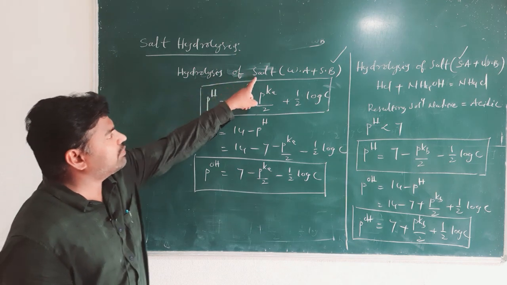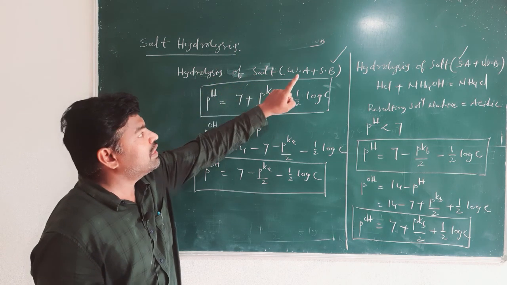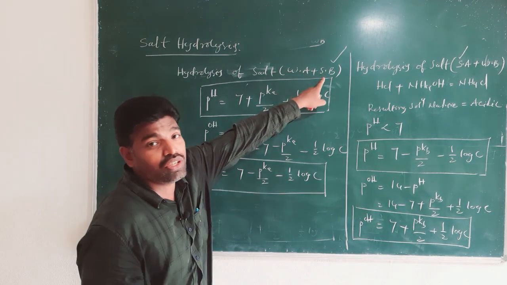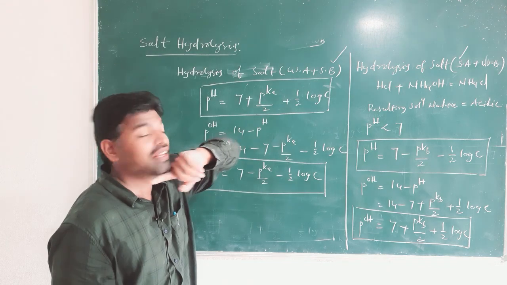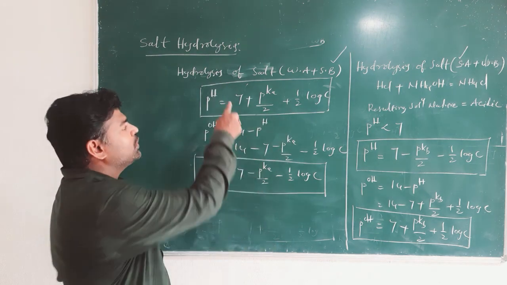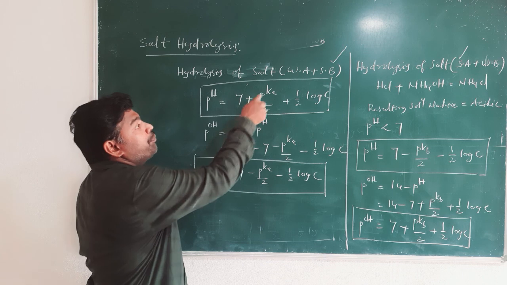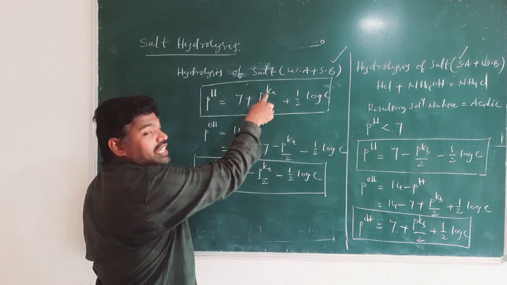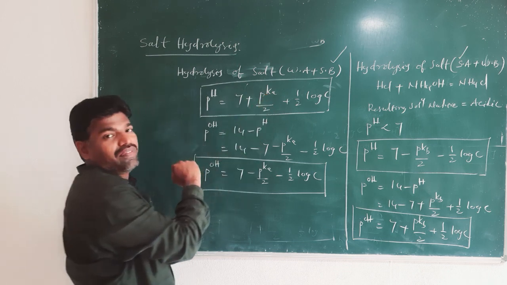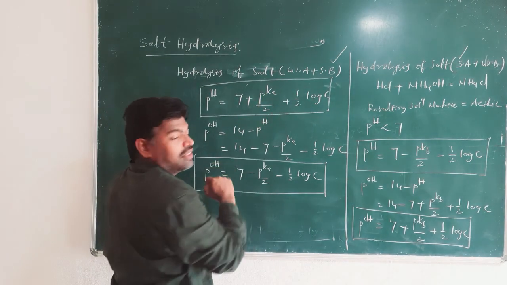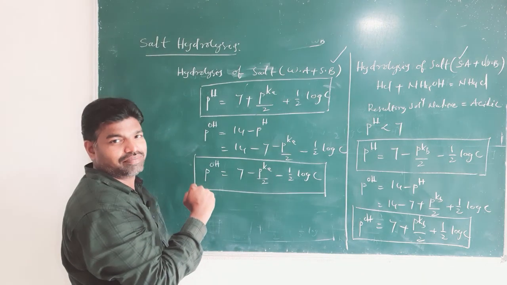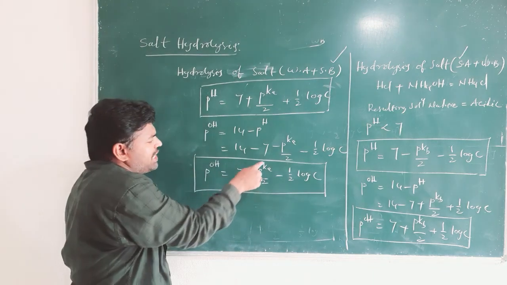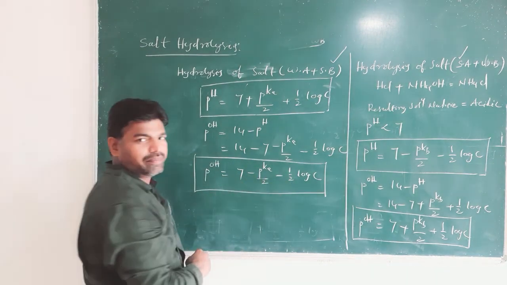Hydrolysis of salt where the resulting solution is basic in nature. Basic solutions have pH greater than 7. So, 7 plus half of the pKa of the weak acid, the acid dissociation constant, and half of the logarithmic concentration. And if you want to calculate the pOH, 7 minus pKa by 2 minus 1 by 2 log C.